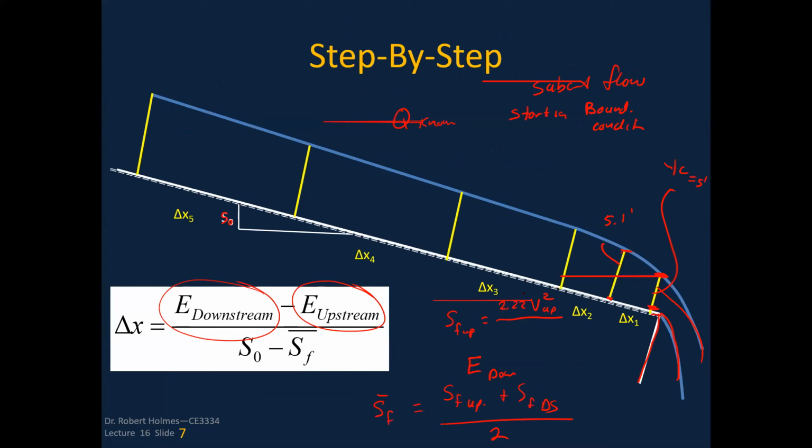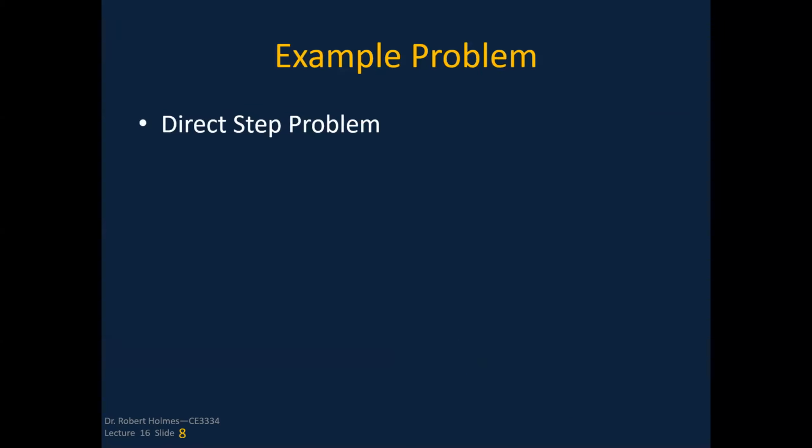So it's n times V upstream squared over 2.22 times R to the 4/3 power. And I can do that downstream too. That's n times V down squared over 2.22 R down to the 4/3. And then I have everything I need to calculate this delta X, this distance from here to here. We're going to go through a direct step example next.